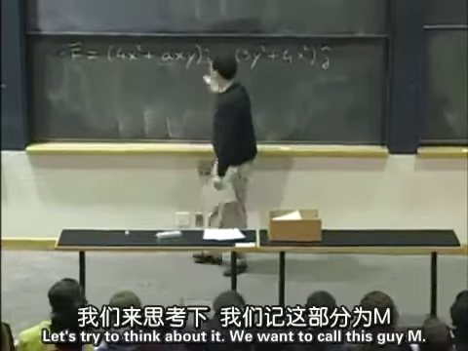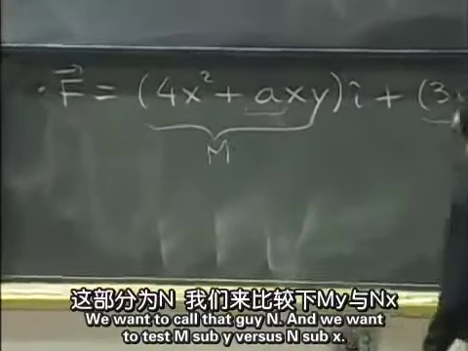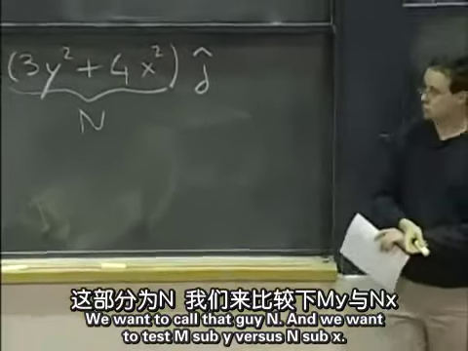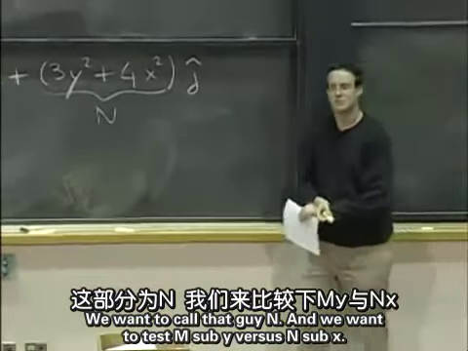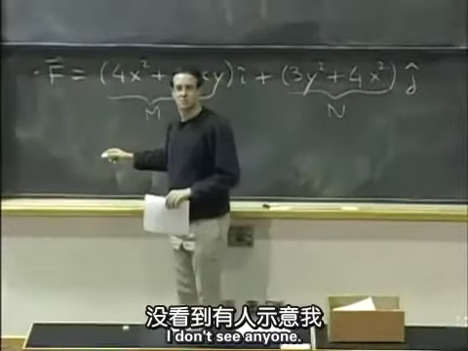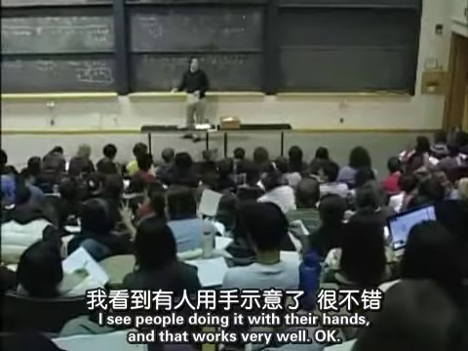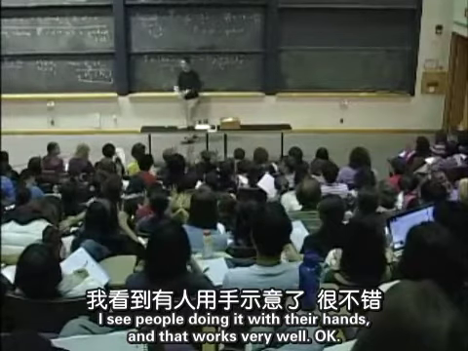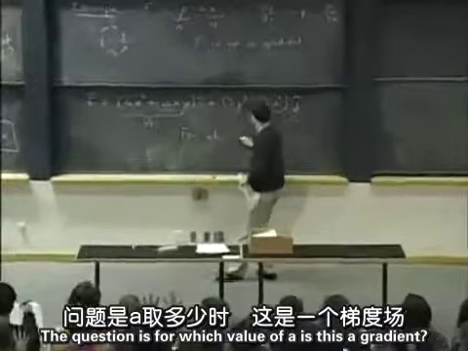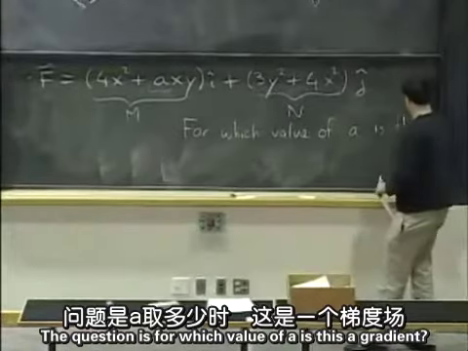Okay, so let's try to think about it. So we want to call this guy M, we want to call that guy N, and we want to test M sub Y versus N sub X. Okay, I don't see anyone. Oh, yeah. Okay, I see people doing it with their hands, and that works very well. So the question is, for which value of A is this a gradient?